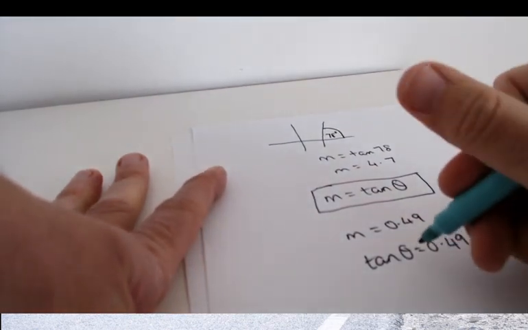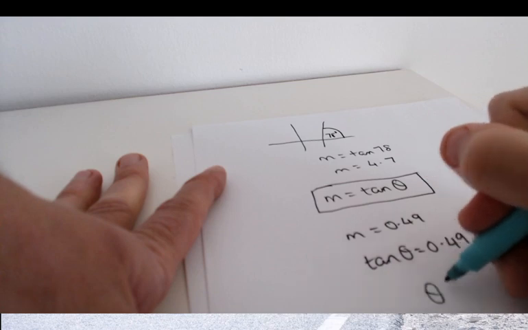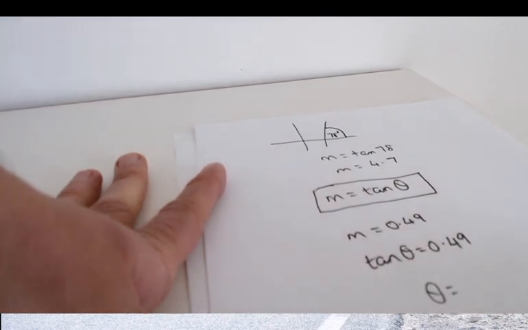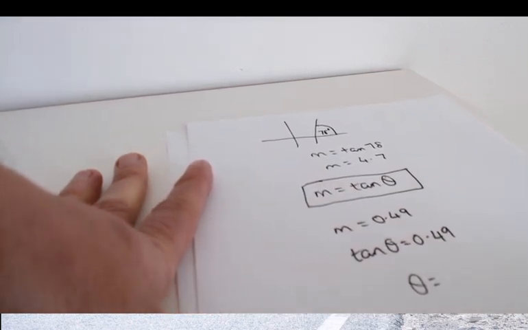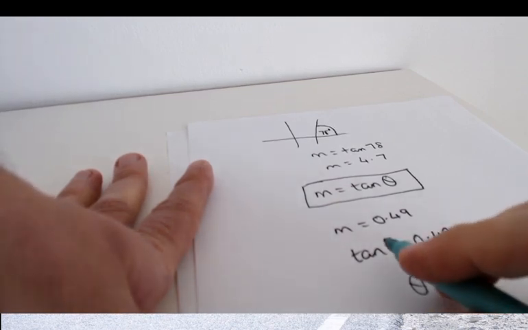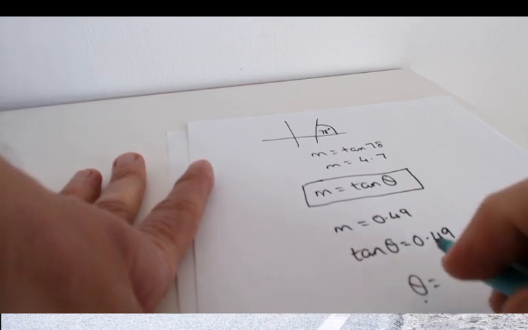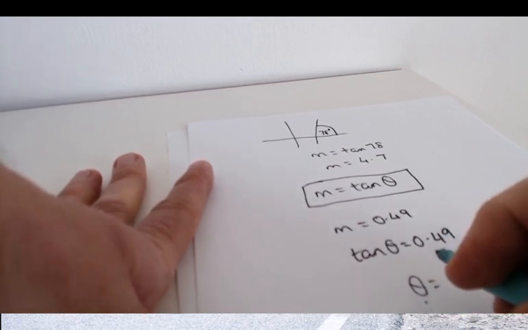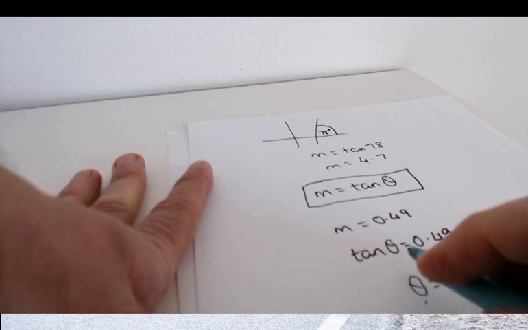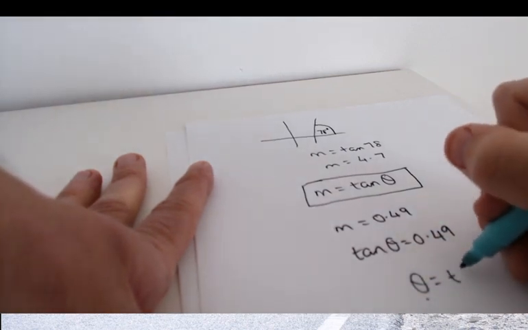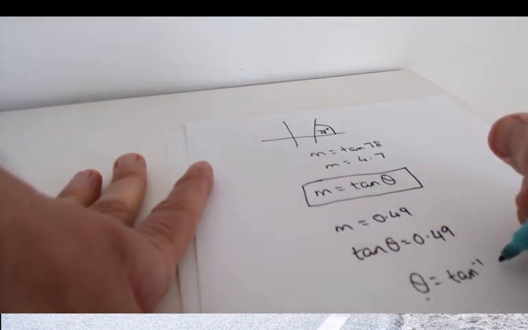And how could you get from that position to working out what theta is? Again, this is going to go back into your brain of National 5 maths. How do you get from this position to that position? What was that up the back? That's right, you've got to do the opposite of tan. And the opposite of tan is inverse tan.